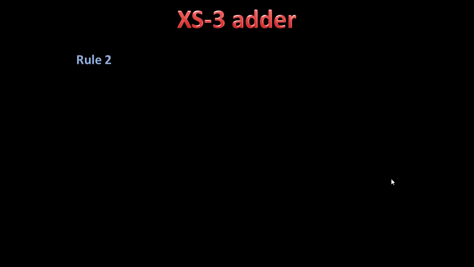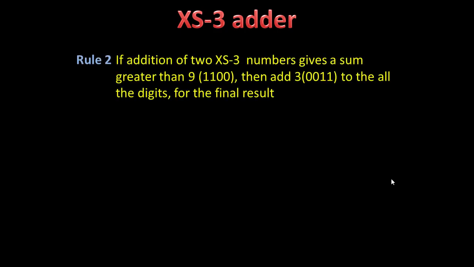Now suppose we add two XS3 numbers and it gives a sum which is greater than 9, that is 1100. In that case we need to add 3, 0011, to all the digits. In case we are getting a carry, of course, then we need to add the 0011 to that carry digit also to get the final result.